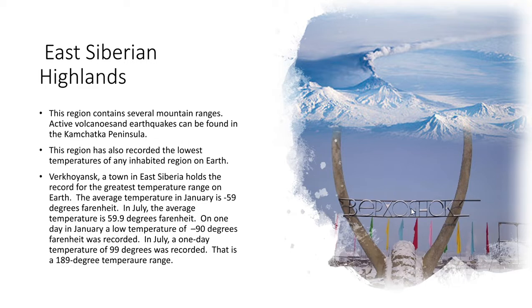That's a picture of a tribute or a monument to how cold this place actually is. It holds the world record for the greatest temperature range on Earth. In January, the average temperature in Verkhoyansk is negative 59 degrees Fahrenheit. That's pretty darn cold for an average temperature. And in July, the average temperature is almost 60 degrees Fahrenheit, which is reasonably warm, especially compared to negative 59 degrees.